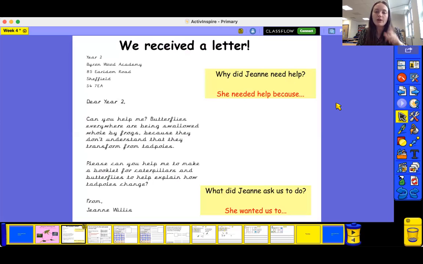So we received a letter, didn't we, from Jeanne Willis, the author of Tadpole's Promise. Can you remember why she needed our help? Fantastic. She needed our help because butterflies were being eaten by frogs all over the place because they didn't understand that the tadpole would grow up to be a frog. So what has she asked us to do? What are we going to be doing? Fantastic. We're going to be writing an information booklet for caterpillars and butterflies to explain how tadpoles change.